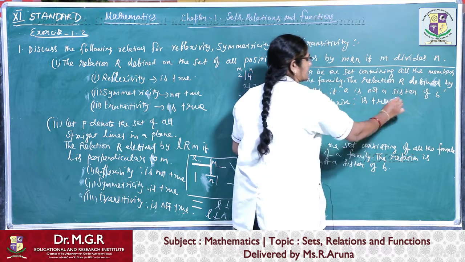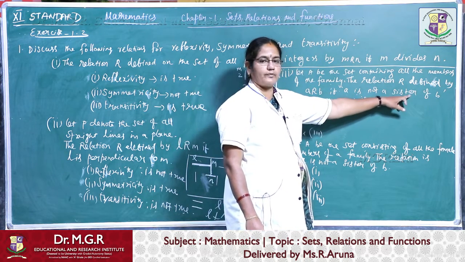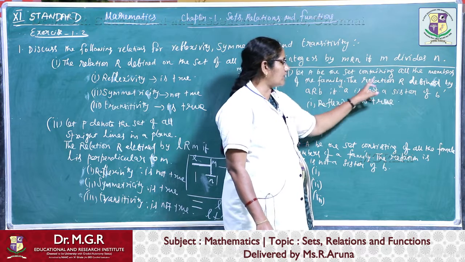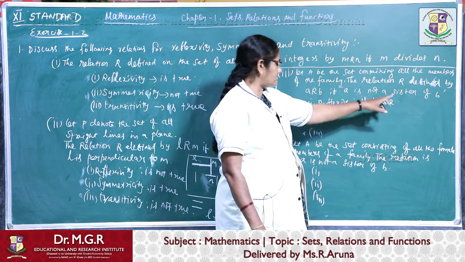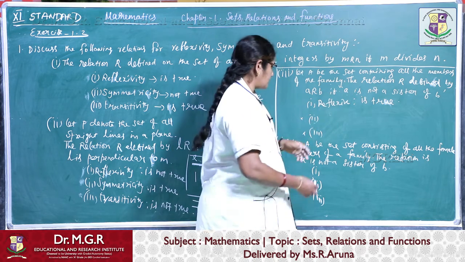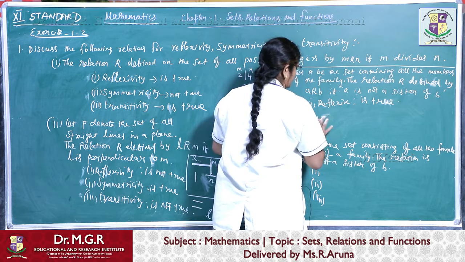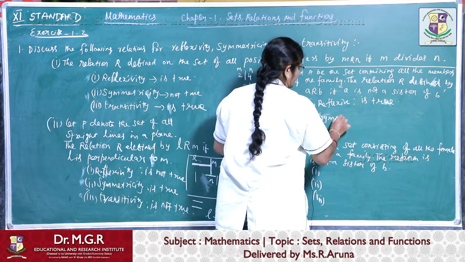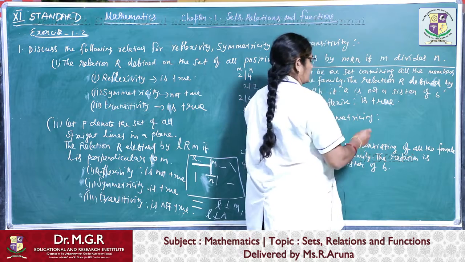Let us go for the second property, symmetry. A is not a sister of B. So B is not a sister of A. It implies if A is not a sister of B, B cannot be a sister of A. This is not true. Symmetricity is not true. Okay.